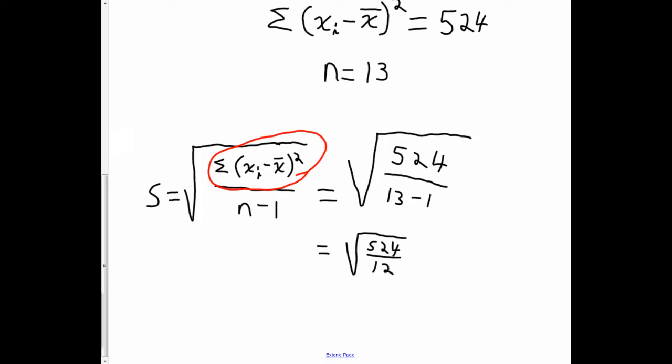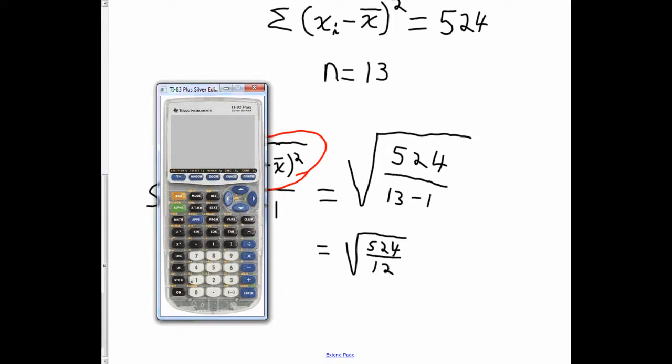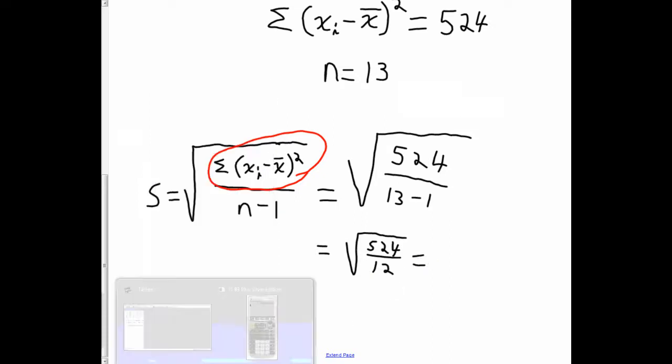Let's bring out our trusty TI-83 calculator and see if we can calculate that value. Turning it on. Oops, I have values here already. We have the square root, so I'll take second square root, and I'm taking the square root of 524 over 12. Close parenthesis, and we will get the standard deviation of this data set. What do we get?